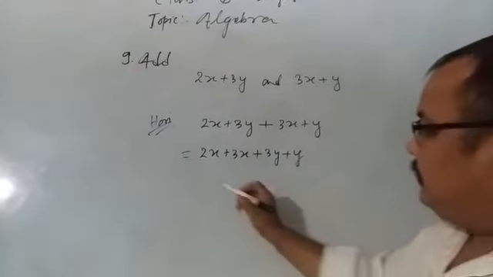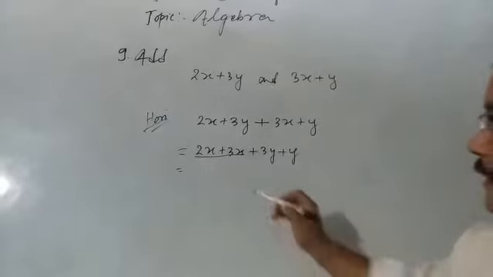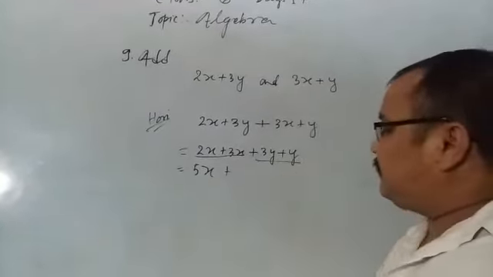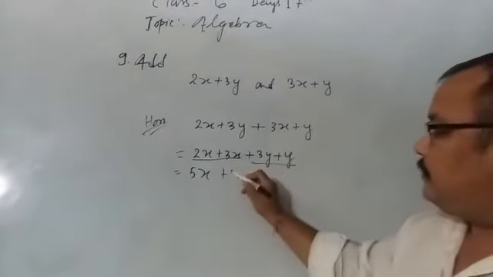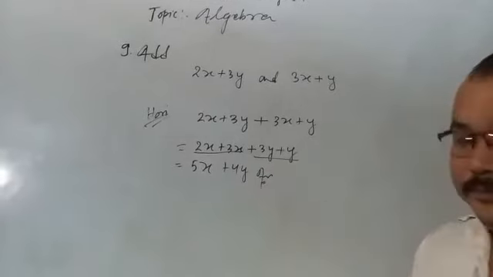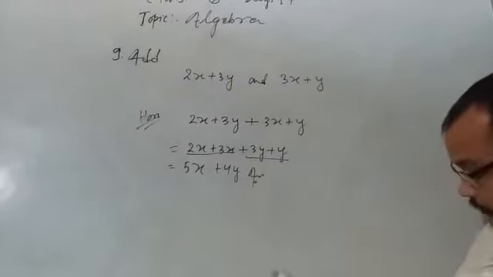So my dear students, these two terms have the same sign and should be added: 5x plus, and here also the same sign and like terms, and the sum is equal to 4y. It is our right answer. Okay, so now another question.